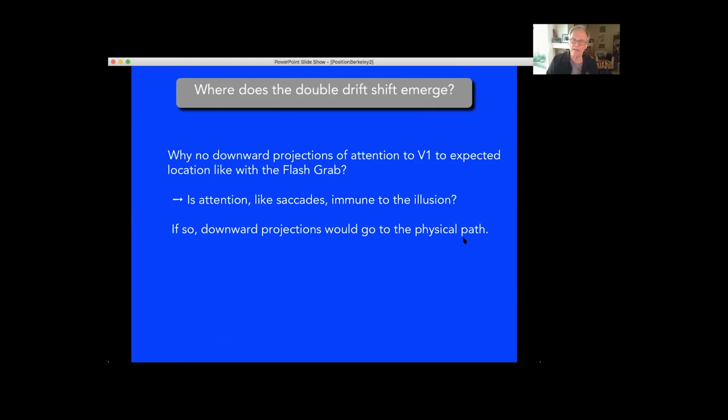So the V1 activity that we got with the flash grab was due to downward projection, but now the downward projections are going to where the stimulus physically is, where the bottom-up activity is. But that means now, okay, V1, well, who cares? It's not there, but now we can find where perception does emerge, because attention is not going to be broadcasting perceived locations everywhere. That's our interpretation.